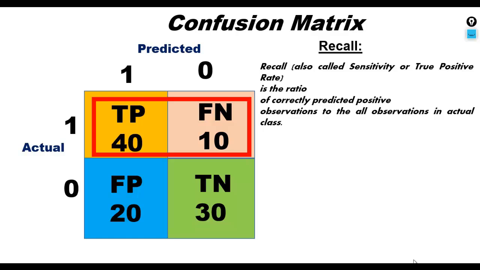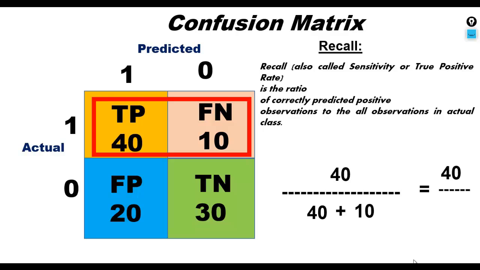Again, in case of the positive class, recall means out of all the positive instances in the actual data set that you can see over here, 50, how many instances are correctly predicted by our model. Here, 40 instances are correctly predicted out of all the positive instances available in the positive class. So we can calculate recall for the positive class like this: 40 divided by 40 plus 10 is equal to 40 divided by 50. So the recall for the positive class is 0.8 or 80%, right?